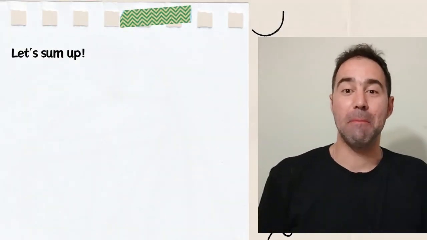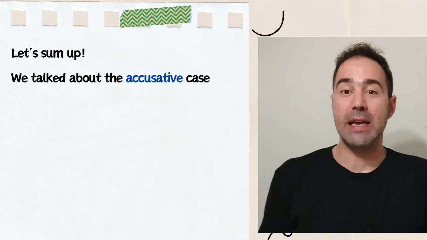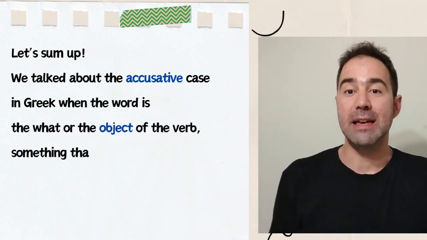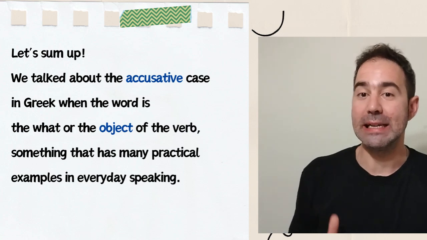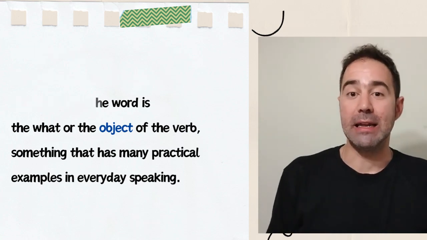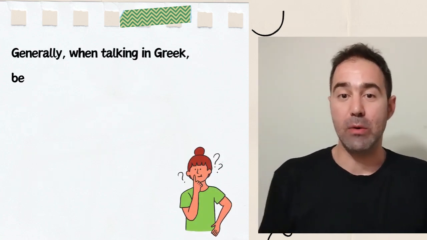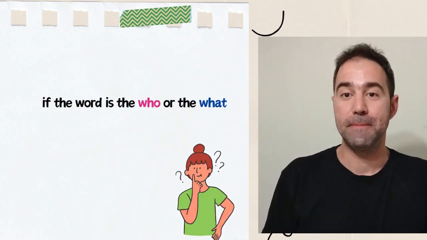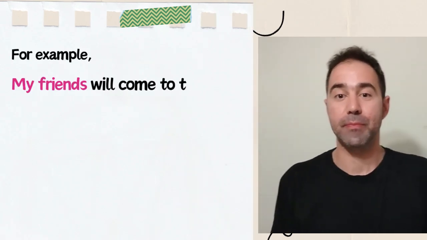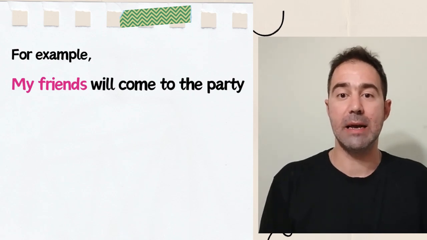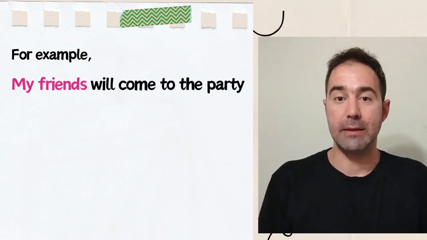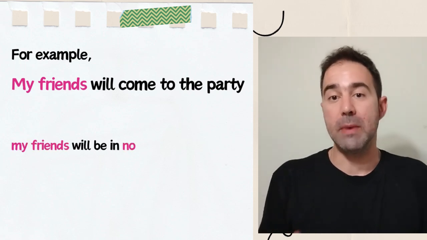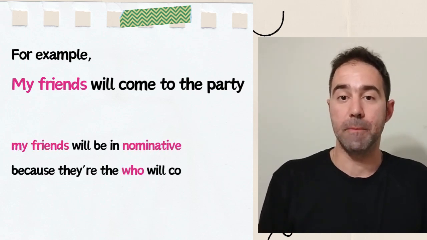Okay, now let's sum up. We talked about the accusative case in Greek when the word is the what or the object of the verb, something that has many practical examples in everyday speaking. Generally, when talking in Greek, before using a word, think if the word is the who or the what. For example, my friends will come to the party. My friends will be nominative because they are the who will come.